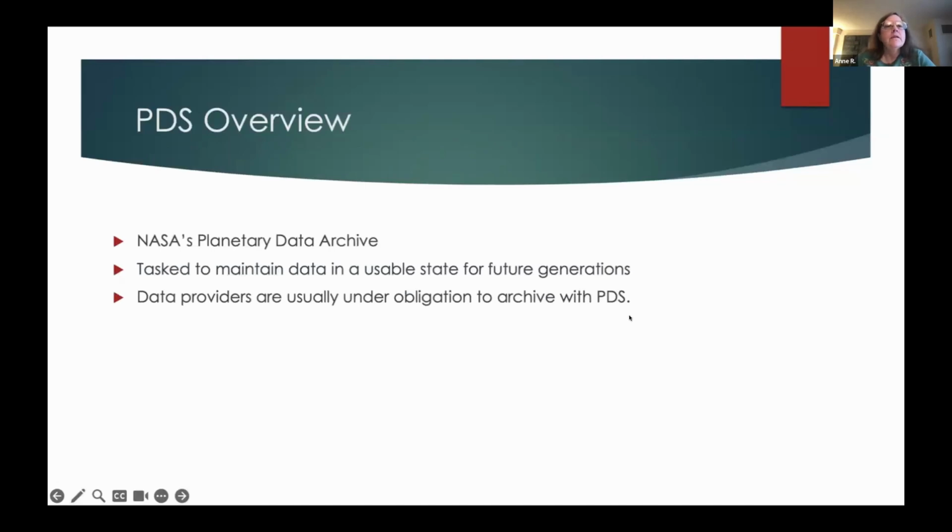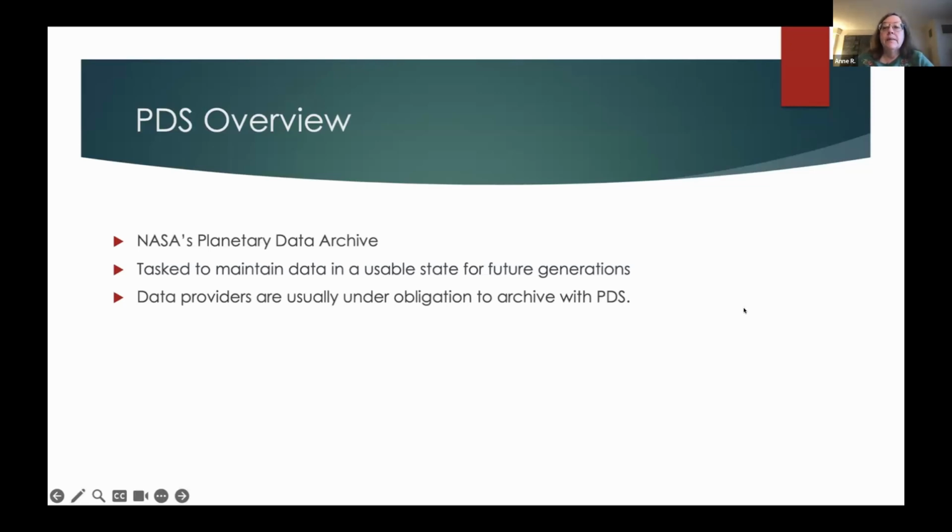So a quick overview of what the PDS is. We are NASA's Planetary Data Archive. That means missions, ground-based research and analysis. If NASA money pays for your planetary data, then it ends up in the PDS anywhere in the solar system that you're looking, except for the sun and Earth. Everything else is under the purview of the Planetary Data System. We are specifically tasked to maintain the data in a usable state for future generations, and we have been since we were first formed about 30 years ago.